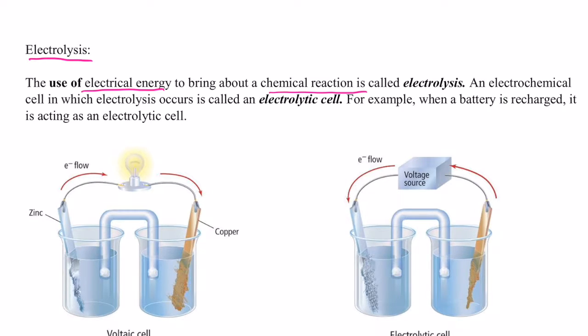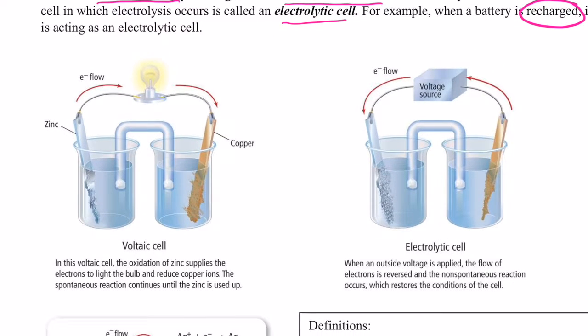An electrochemical cell in which electrolysis occurs is called an electrolytic cell instead of a voltaic cell. For example, when a battery is recharged, it's acting as an electrolytic cell, not a voltaic cell. The key here is when that battery is being recharged, we're going in the opposite direction. Here, let me give you the classic example that we had talked about in an earlier video.